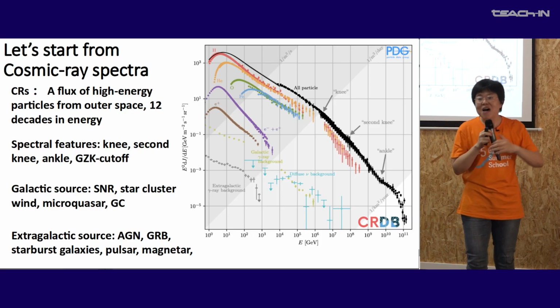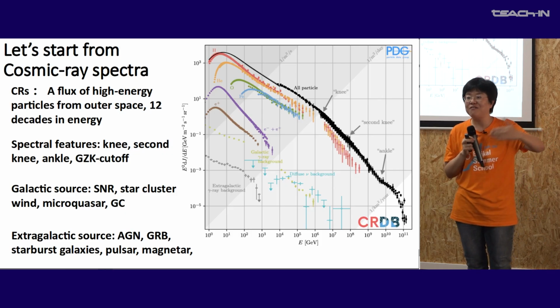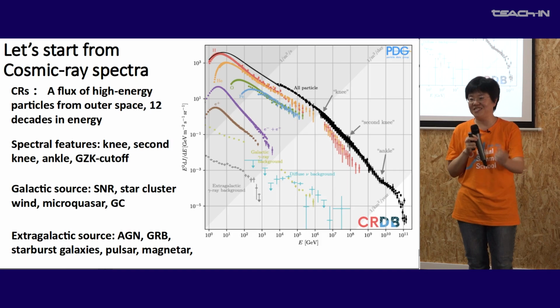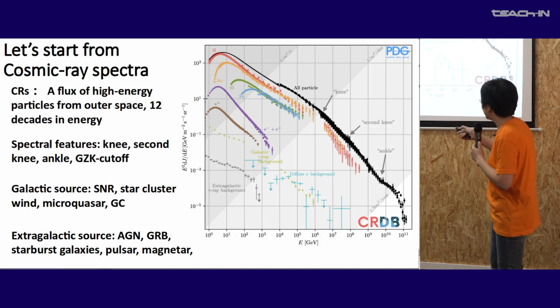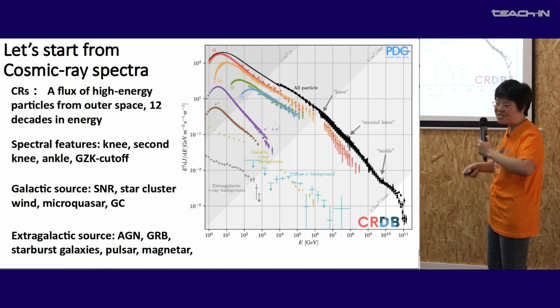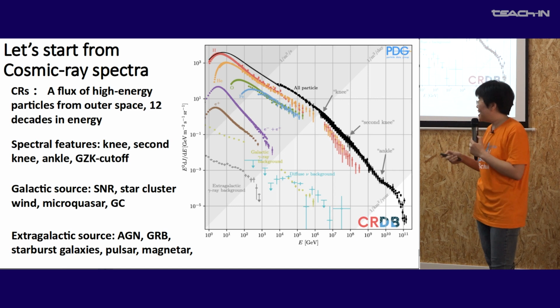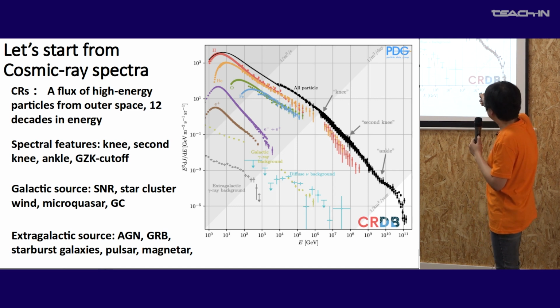Right. There might be something related to the source, right? Because they are from somewhere. They don't just appear, right? So there might be some other source population involved. And that's why we call this part the knee. This one is the ankle.